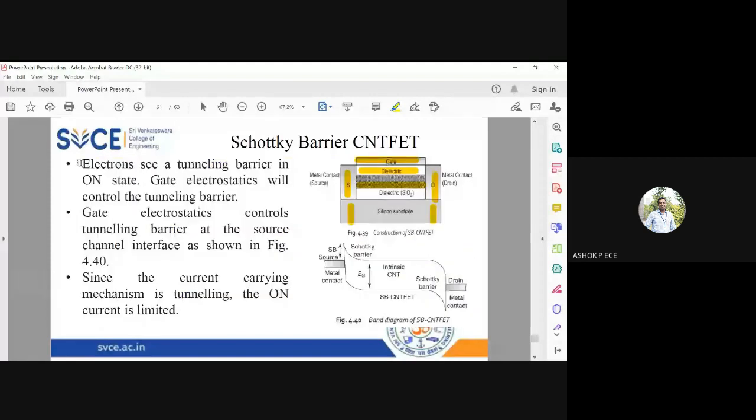So electrons see a tunneling barrier in the on state, and gate electrostatics controls the barrier. Whenever you apply the gate voltage, that controls the flow of current. When the device is in the on state, you have to supply a voltage more than the threshold voltage. In the on state, the drain current is controlled by VGS, as you see in the last point. Since the current carrying mechanism is tunneling, the on current is limited.